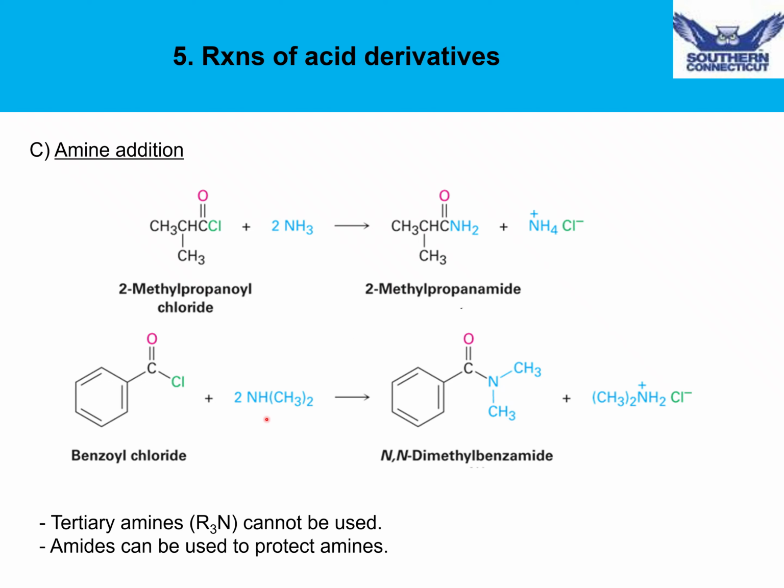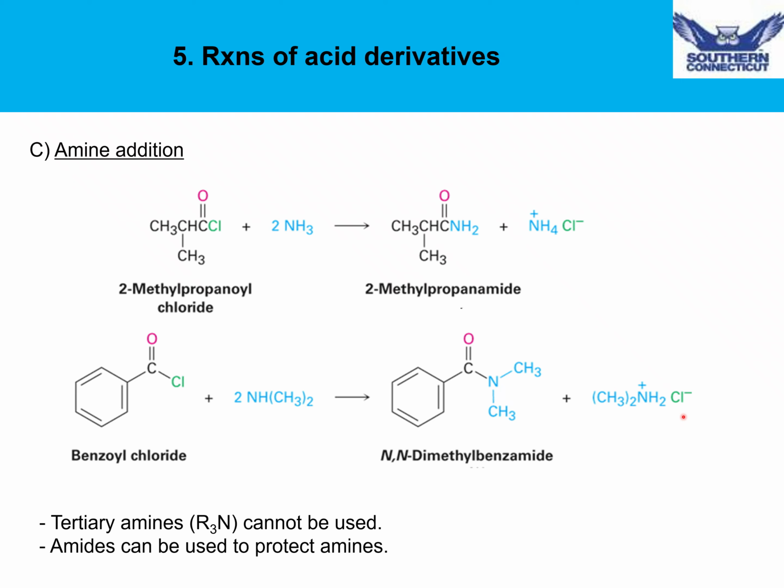In the next example, again, we're using an acid chloride, benzoyl chloride to be exact. We have to use 2 equivalents of an amine. One will replace the chlorine and give you, in this case, a tertiary amide. And the second molecule of the amine will react with HCl to give you an ammonium byproduct.